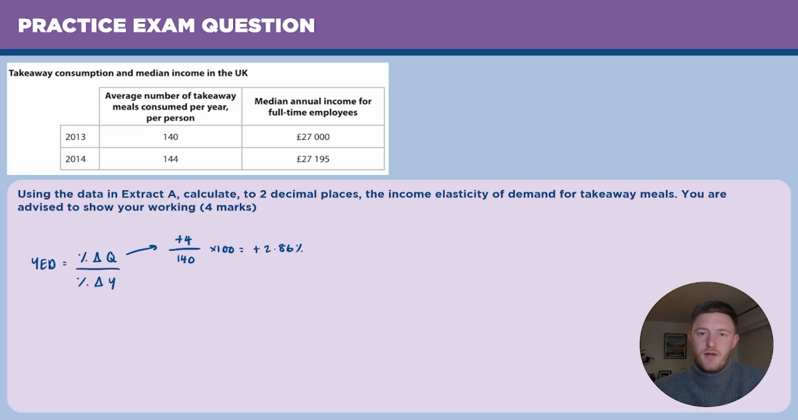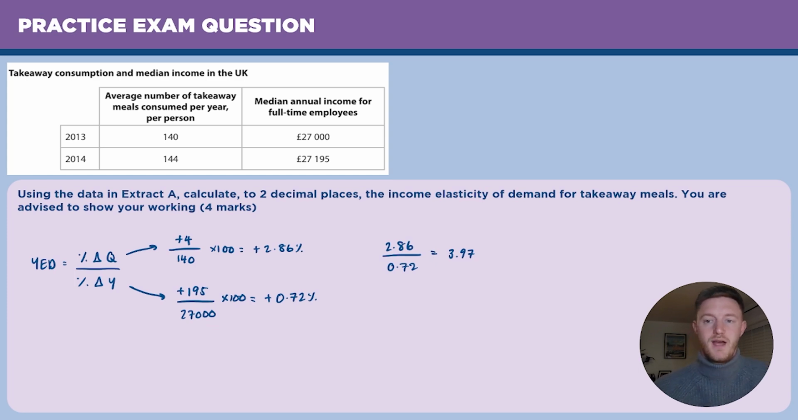The quantity has increased by 4 over 140 original, times 100, which is an increase of 2.86%. Incomes have increased as well, by £195, so that's an increase of 0.72%. So if we put that into the formula, 2.86 divided by 0.72 gives us an income elasticity demand of 3.97. So these are luxury products. This makes sense, right? When you've got more money, you buy more takeaways. Pretty self-explanatory. And actually, you don't need to increase your income by that much to spend more on takeaways. Apparently, proportionately, that's the way it works.